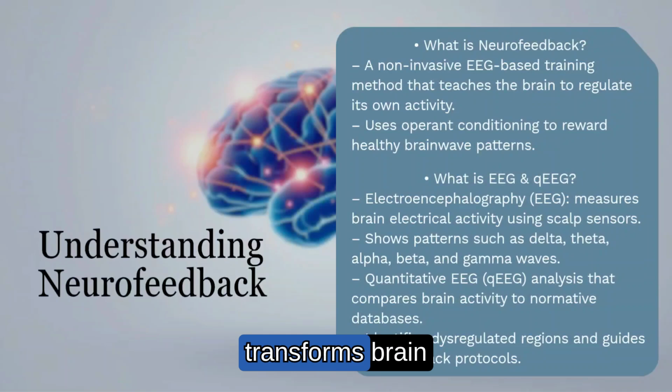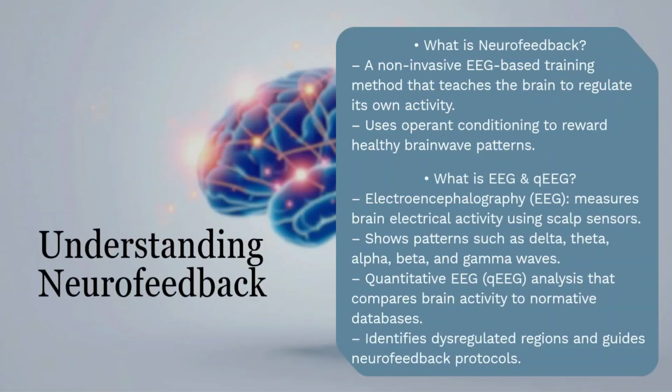In essence, neurofeedback transforms brain activity into interactive feedback. When the brain performs optimally, the feedback system rewards it. When it diverges, the reward decreases. With repetition, just like training a muscle, the brain develops stronger, more efficient pathways.